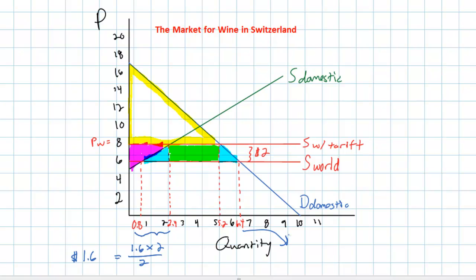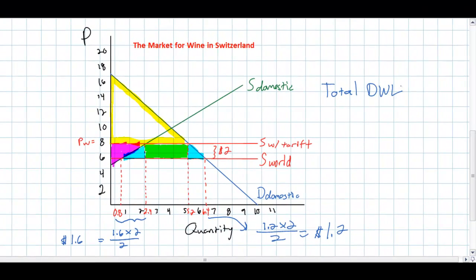What about the triangle on the right? The base of the triangle is 6.4 minus 5.2, which is 1.2. The height is the $2 tariff, and we divide by 2 to find the deadweight loss of $1.2. The total deadweight loss, or loss of total welfare, resulting from the tariff on imported wine is therefore 1.6 plus 1.2, which is $2.8 of welfare loss within the Swiss economy.